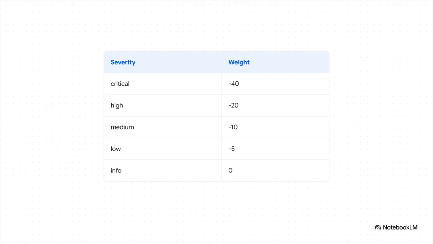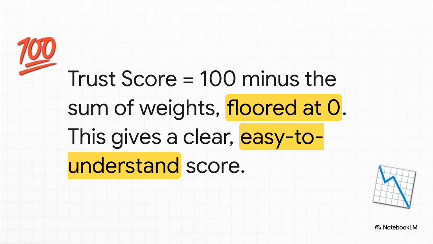And the best part is, this score isn't some black box magic. It's calculated using a totally transparent, weighted system. See, every issue it finds gets a severity level, and each level has a specific point deduction. Just look at this. A single critical issue, boom, that knocks a whopping 40 points right off your score. The math itself is super simple. You start with a perfect score of 100, and for every problem it finds, you just subtract the points for that issue's severity. That's it. What you're left with is a really clear, easy-to-understand score that tells you exactly how risky your project is.